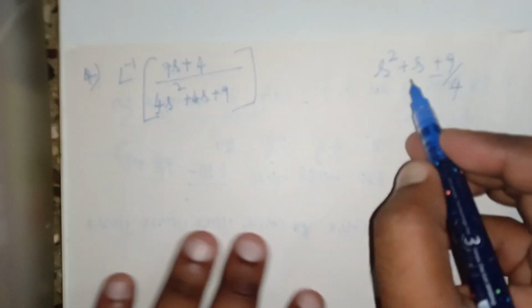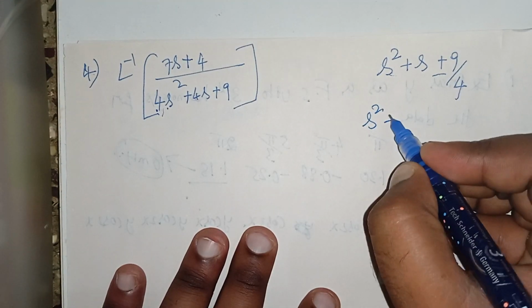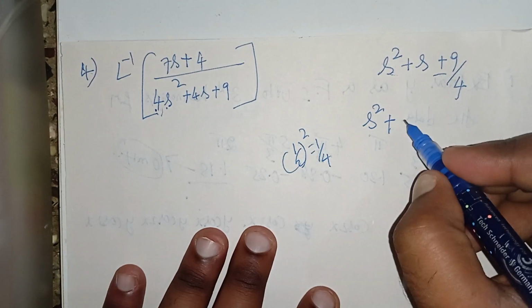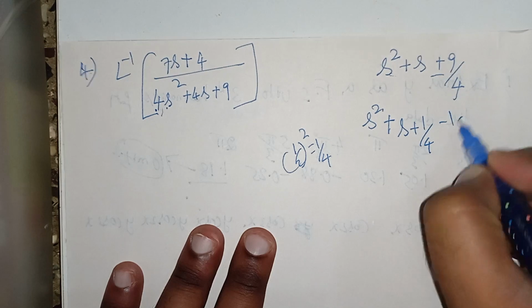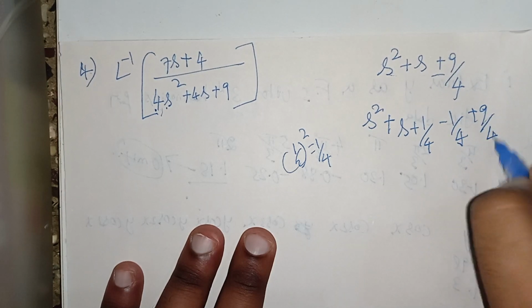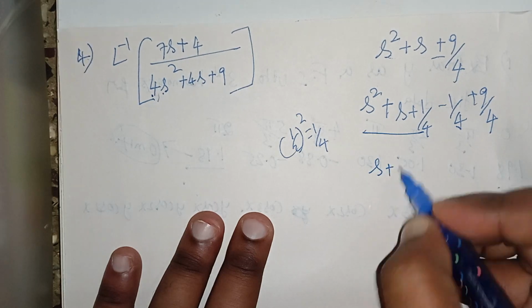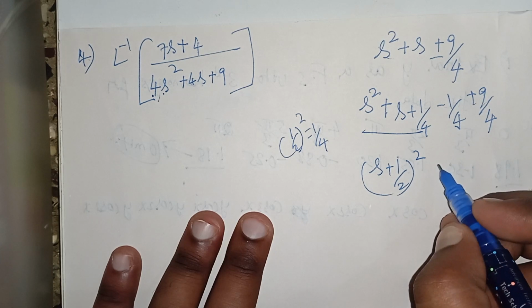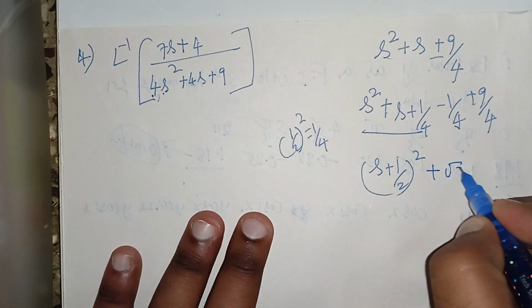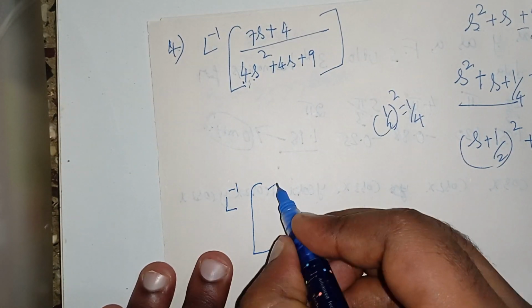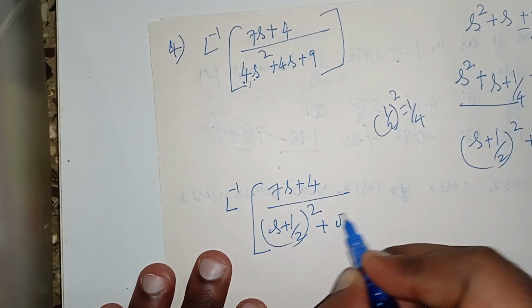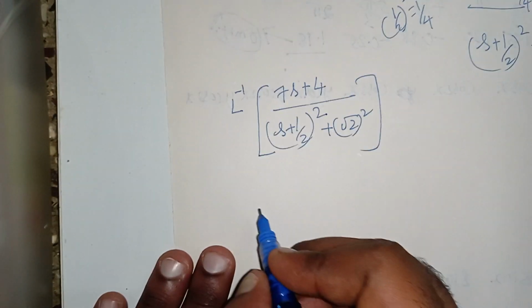by 4. Now apply completing square: s square plus, coefficient of s is 1, by 2 whole square, 1 by 4, add and subtract. So it is plus 1 by 4 minus 1 by 4 plus 9 by 4. So it will give you s plus 1 by 2 whole square. 9 minus 1 is 8, 8 by 4 is 2. So it is root 2 whole square. So I can write it as L inverse of 7s plus 4 divided by s plus half whole square plus root 2 square. Again we can separate it.